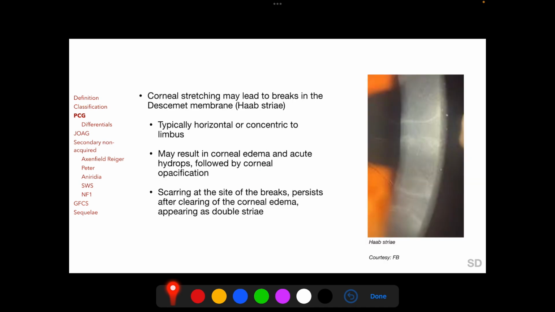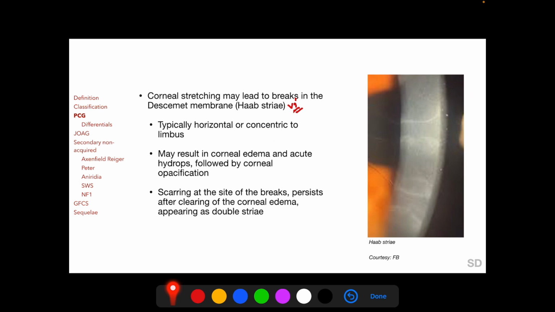Corneal enlargement causes stretching of the cornea, which may lead to breaks in the Descemet's membrane, also known as Haab's striae, and this is very important to remember. These breaks in the Descemet's membrane are typically oriented horizontal or concentric to the limbus.